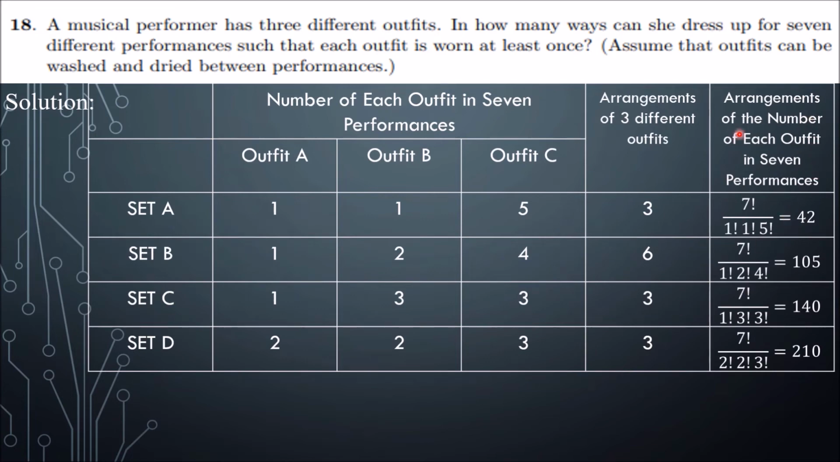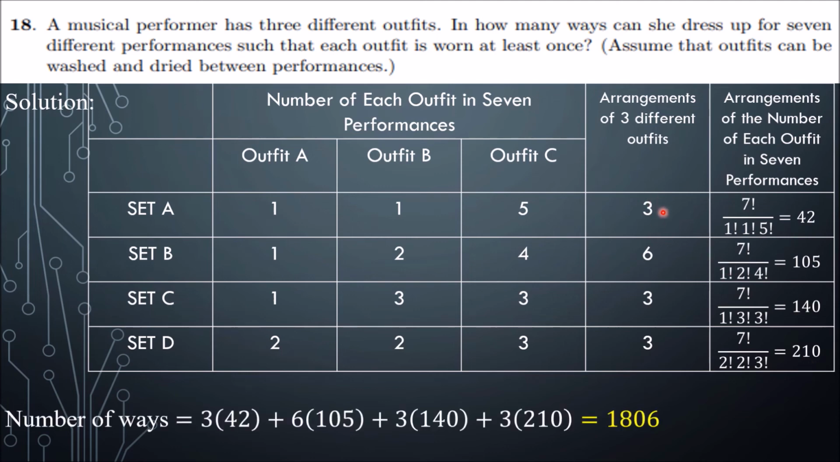Next column, we have the arrangements of the number of each outfit in 7 performances. So we take these as identical objects. There is 1A, 1B, and 5C. Taking the permutation of identical objects, we have 7 factorial over 1 factorial, 1 factorial, 5 factorial, which is equal to 42. Similarly, in set B, 7 factorial over 1 factorial, 2 factorial, 4 factorial is 105. Set C, 7 factorial over 1 factorial, 3 factorial, 3 factorial is 140. And set D, 7 factorial over 2 factorial, 2 factorial, 3 factorial is equal to 210.